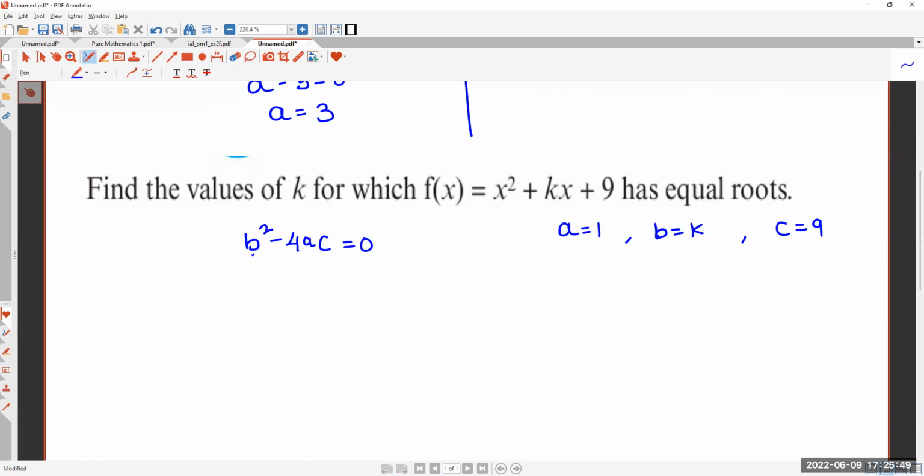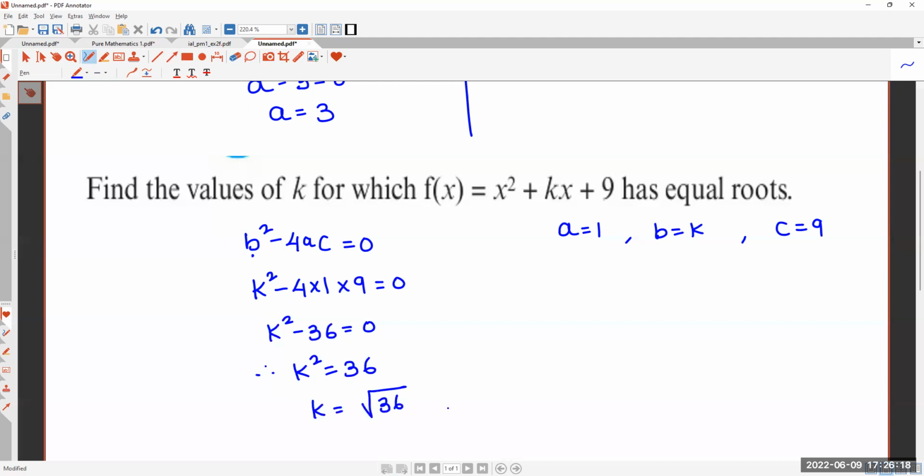Now here, b square means k square. k square minus 4a, a is what? 1. c is what? 9. Equals to 0. 4 times 9 is how much? 36. So k square minus 36 equals to 0. Therefore, k square is equal to 36. k is equal to root of 36, which is going to be plus 6, minus 6. Done?